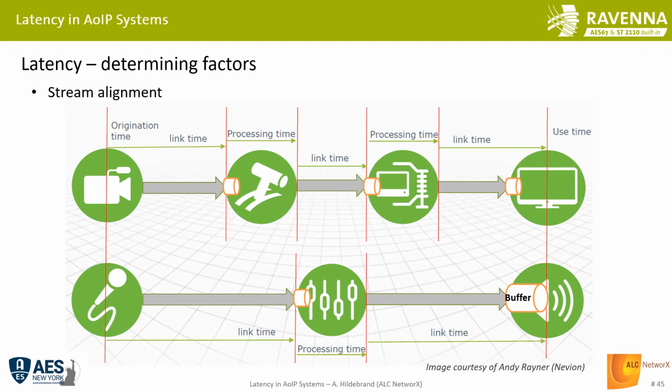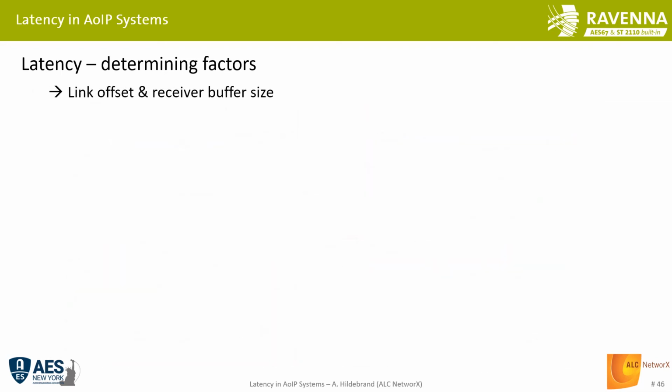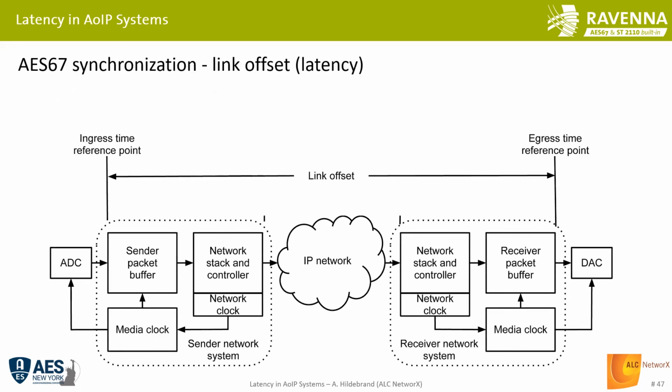This is called the link offset. We have a nice diagram in AES22 which explains the total thing with this link offset and the receive buffer. So this is a scheme of a typical AES22 implementation, and it's very similar to SMPTE 2110 as well. We have a sender device, we have a receiver device, we have an IP network in between, and here's the ingress time reference point. That's exactly the time when a particular sample is ingested at the sender. That's our reference plane. At this point in time, it receives a particular timestamp. And on the other side, we have the reference plane at the receiver.